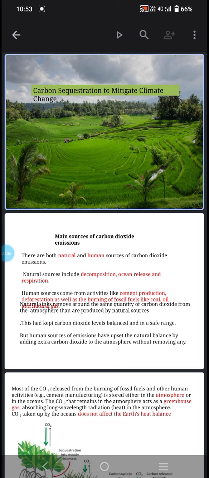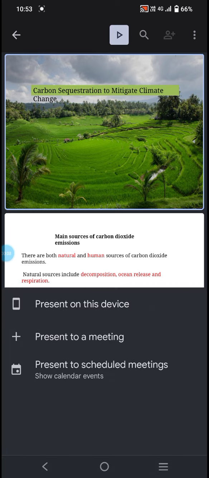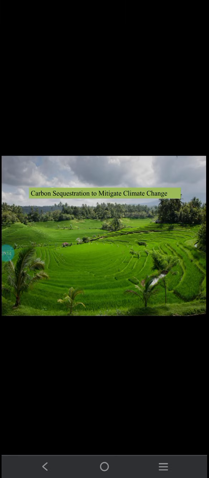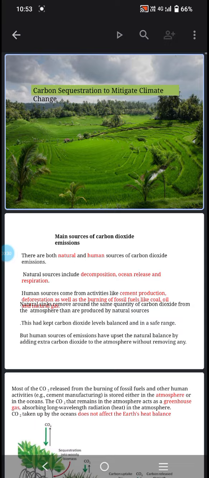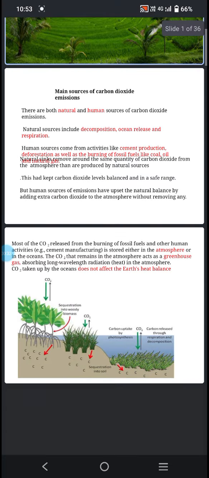Today I am discussing carbon sequestration to mitigate climate change. How do we mitigate climate change? It means identifying the main sources of carbon dioxide.